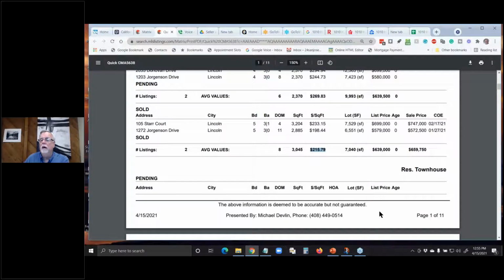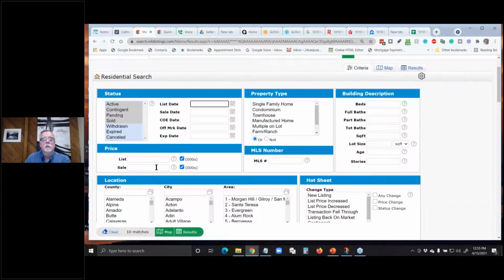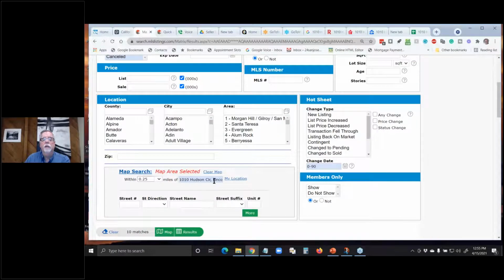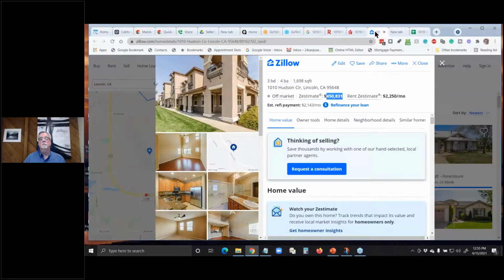So maybe, since this isn't right, let me go back to criteria. I'm going to go down here and clear the map. I'm going to type in the city of Lincoln. Is this a single family home, a condo, or a townhouse? I'm still not sure. That looks like a townhouse to me, right?